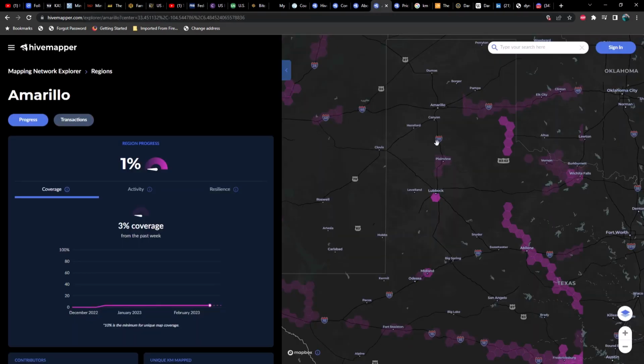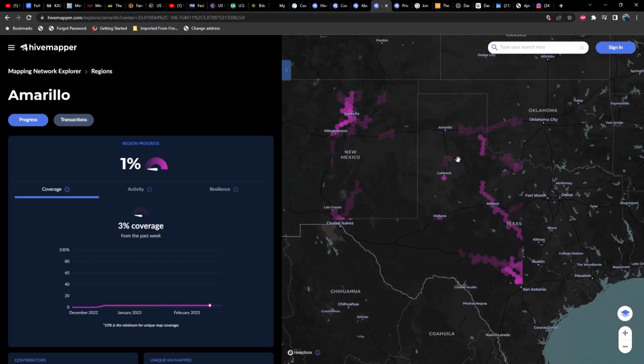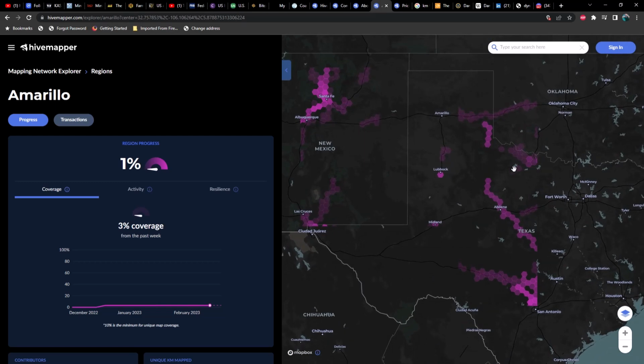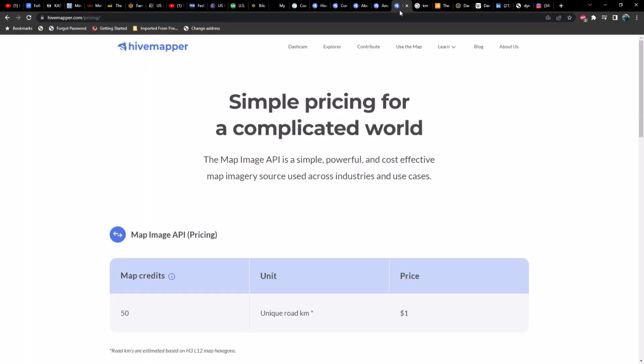A couple other things that I wanted to point out. If you take a look at the actual map system, it's very similar to Helium. I'm zoomed in on the area that I'm in. I'm in West Texas, and my area has not been covered at all. So if I were to purchase one of these, I'd stand a pretty good chance at getting return on investment pretty quickly, so to speak. But how do you get paid?